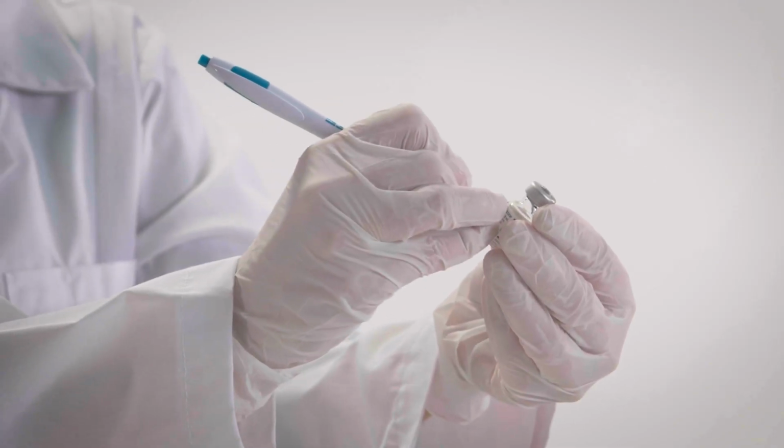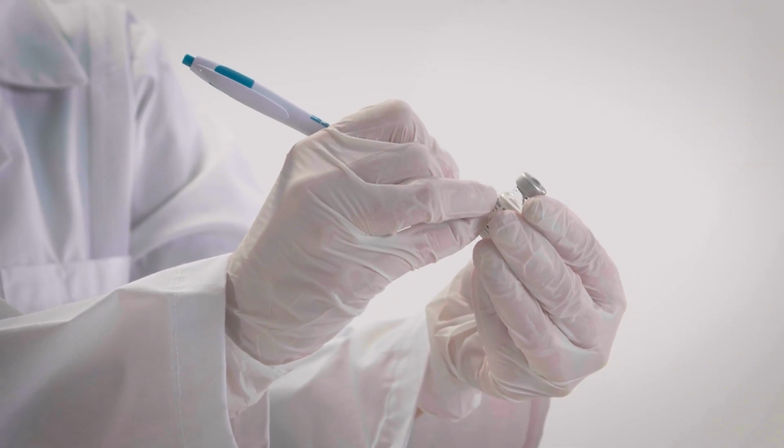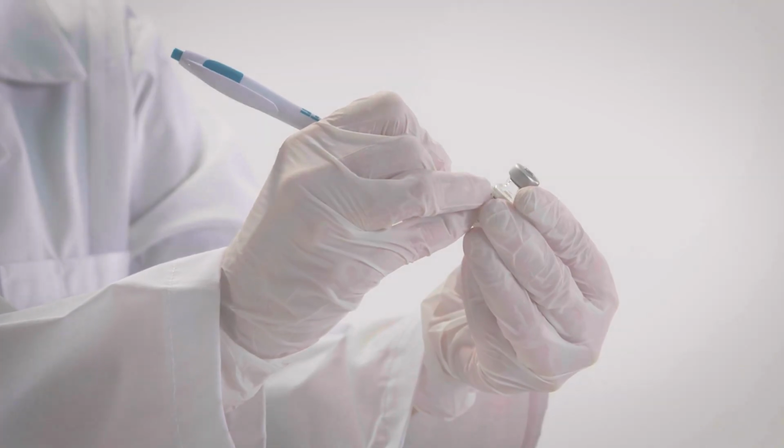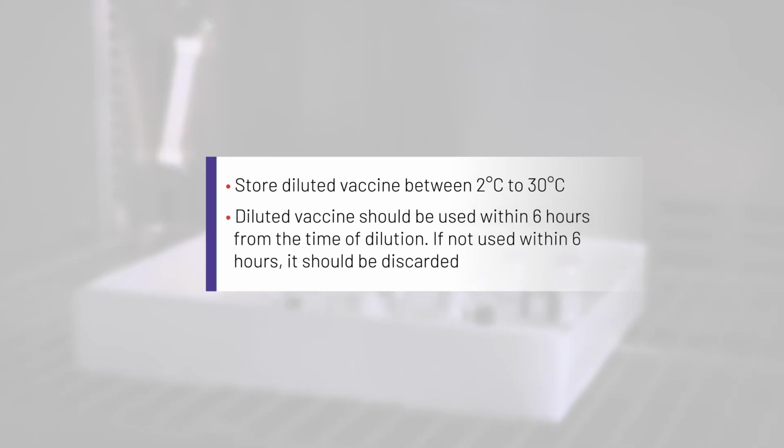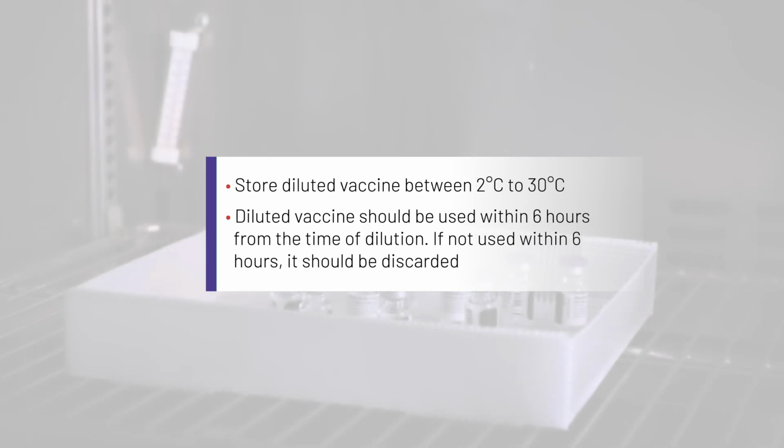The diluted vials should be marked with the appropriate date and time. Store diluted vaccine between 2 to 30 degrees Celsius. Expiry is 6 hours from the time of dilution. If not used within 6 hours, it should be discarded.